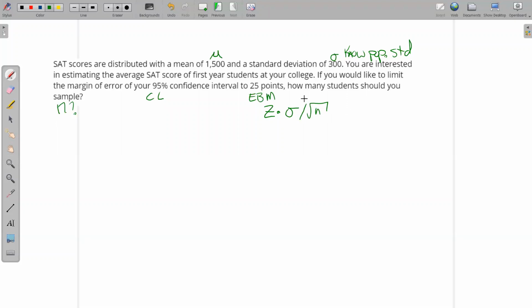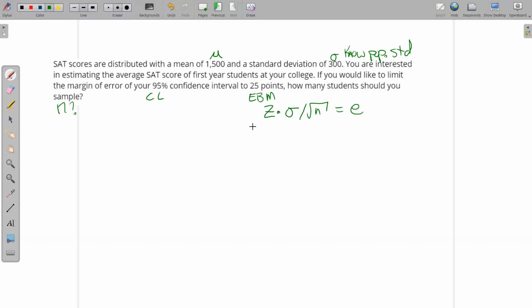So we need to solve this, and in the book in section 8 point, I want to say 8.3, but I'll have to double check. They solve this formula for you. So I'll just do that right now. I'm just going to call the margin of error, let's call it E for simplicity.